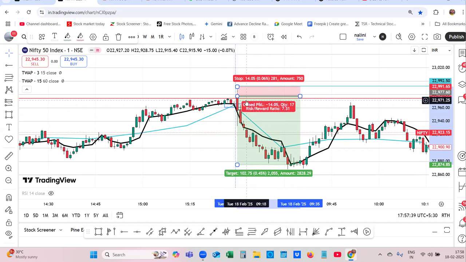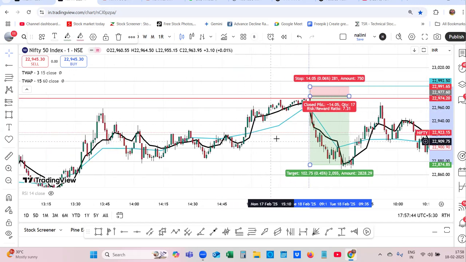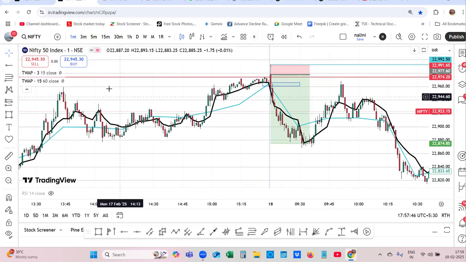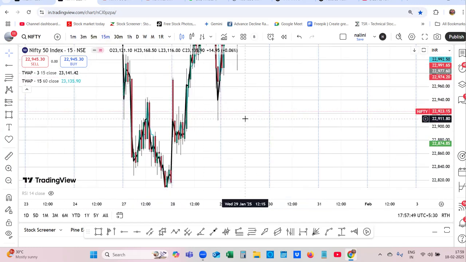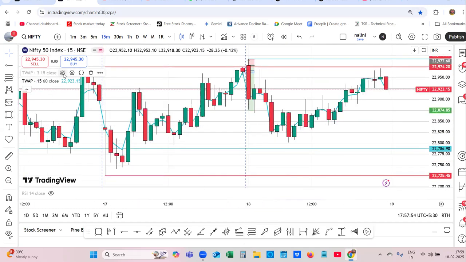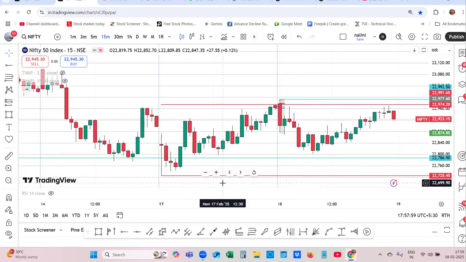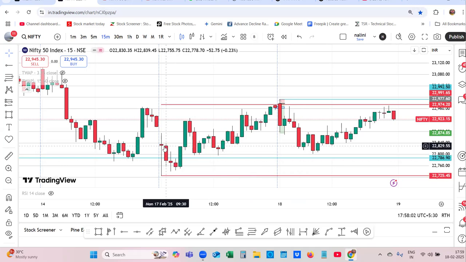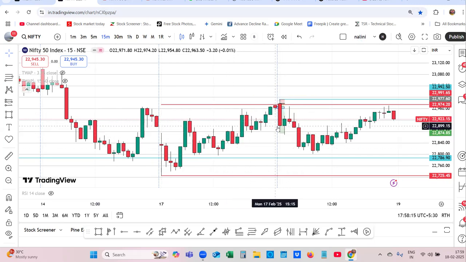This is very, very important, but you should know when to take the trade. Let me change it to 15 minutes. You should never take the trade when the market is in the middle of the range. Suppose it opens in the middle of the previous day range, you are not going to take the trade. The risk to reward is 50-50, so it is not very profitable.